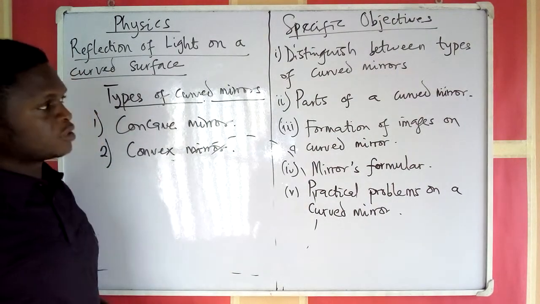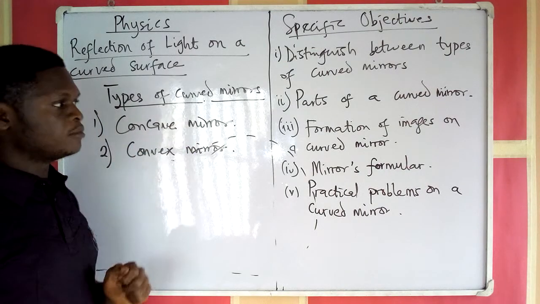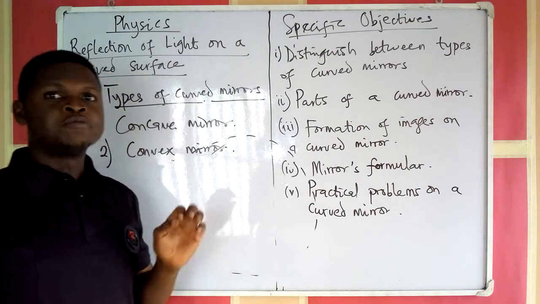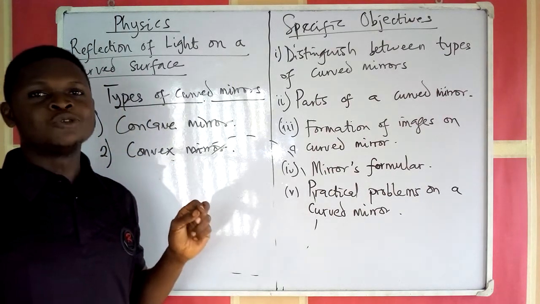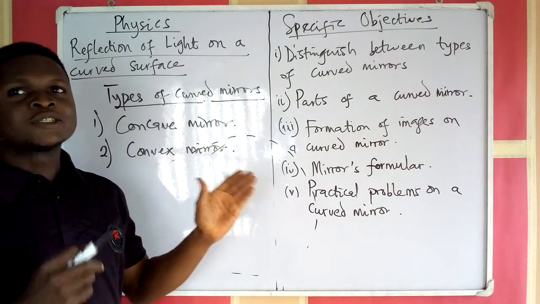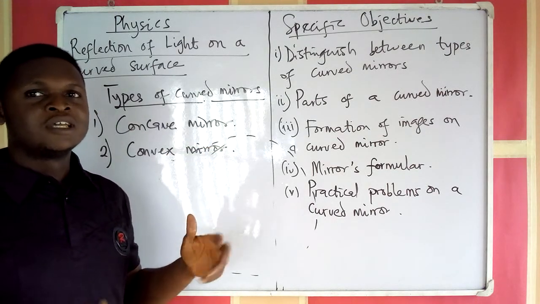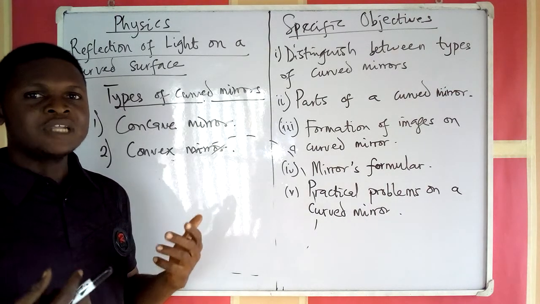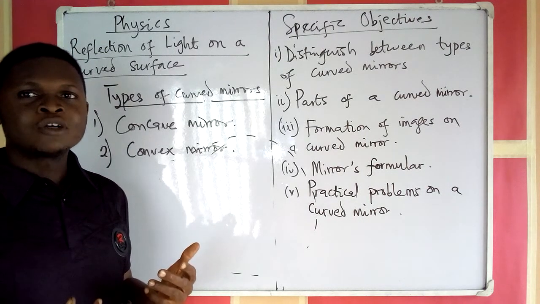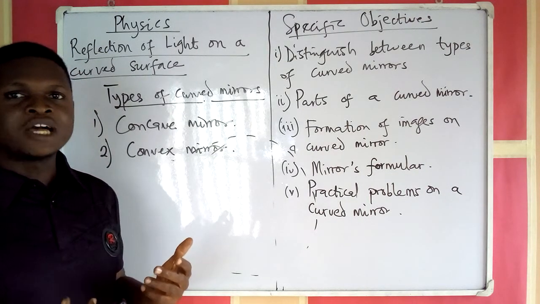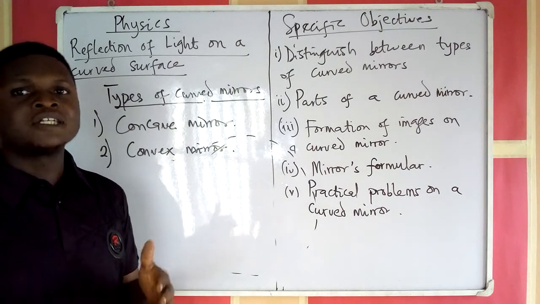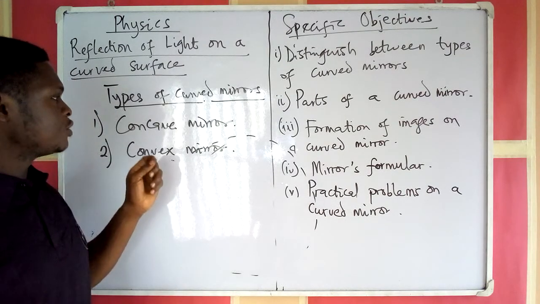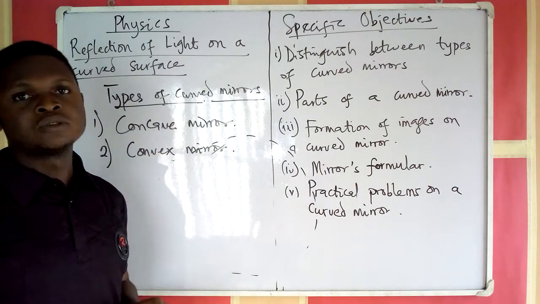Our next objective which we must learn today is what we call formation of image on a curved mirror. What do I say? Formation of image on a curved what? Mirror. Now, it is important you should know that these two kinds of curved mirror we are talking about, the kind of images that are formed on them are not the same because they don't have the same kind of ability. The one has the ability to diverge rays, while the other one has the ability to converge rays.